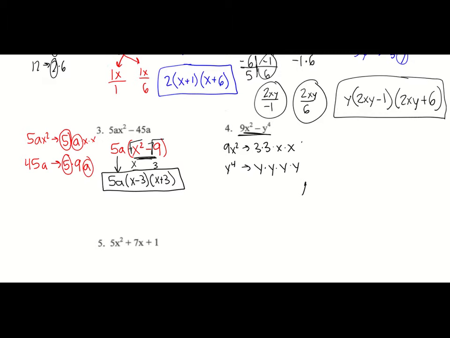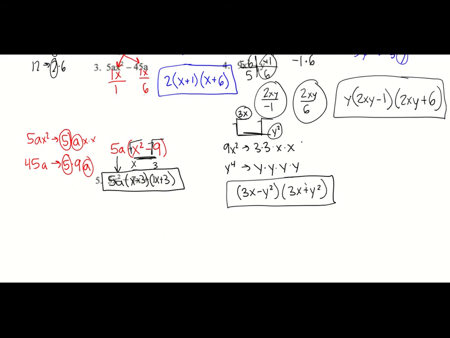Now if I want to find the difference of squares, I can take the square root of both sides and see if it is possible. So if I take the square root of 9x squared, that gives me 3x. Then if I take the square root of y to the 4th, remember I'm taking that 4 and dividing by 2, I get y squared. So these are my squares I'm going to put into that formula. I get 3x minus y squared and 3x plus y squared. And that is my answer for number 4.